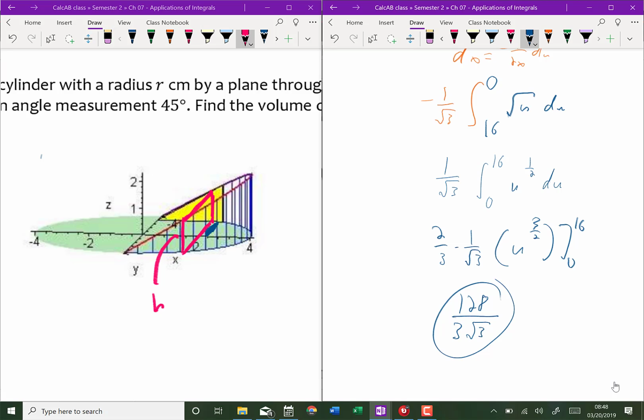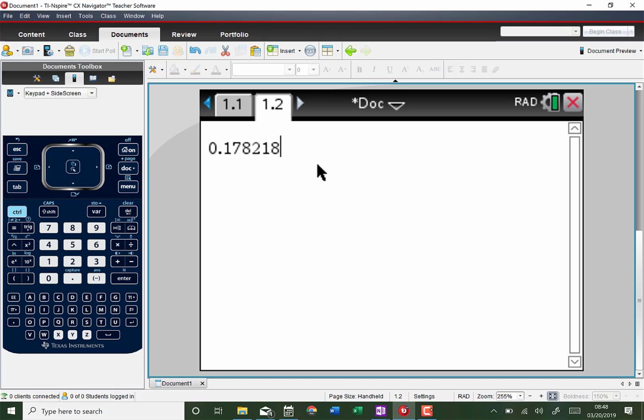And we're done. Sammy's wrong. 16 to the 3/2 is 64. Square root of 16. Okay. I'm going to stop that.